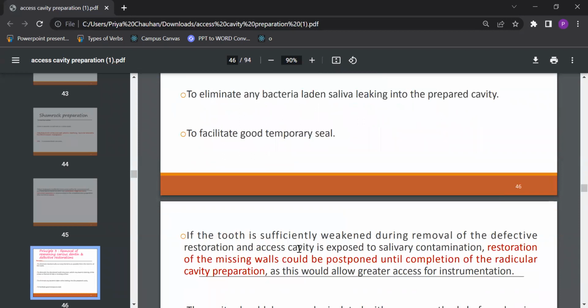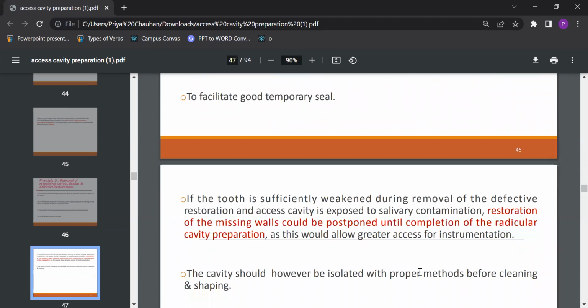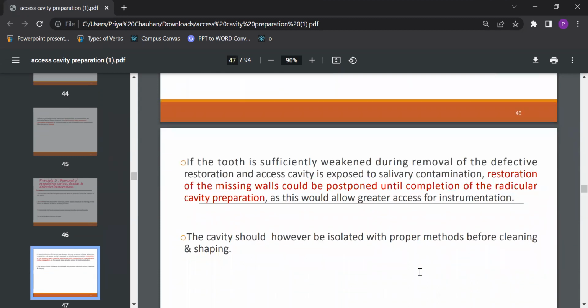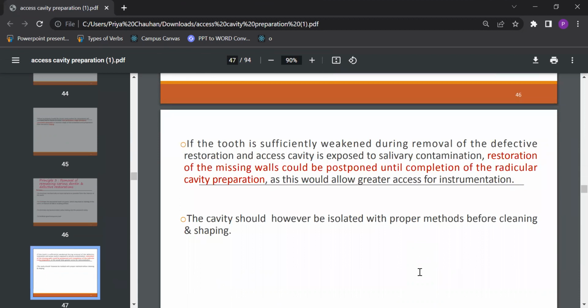If the tooth is sufficiently weakened during removal of the defective restoration, or the access cavity is exposed to saliva, recontamination may occur. Restoration of the missing walls could be postponed until the completion of the radicular cavity operation, as this would allow greater access for the instrumentation. The cavity should, however, be isolated with a proper method before cleaning and shaping.